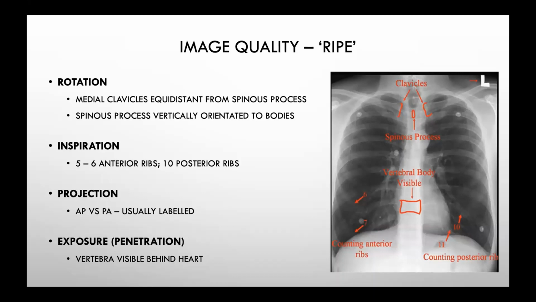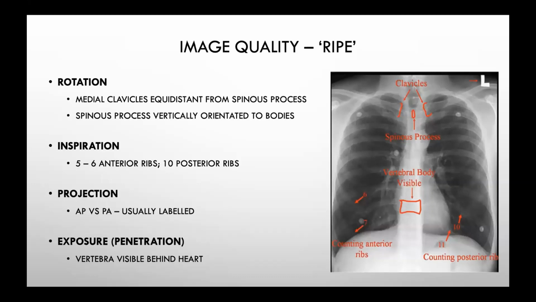To assess for adequate inspiration, you're looking for 5 to 6 anterior ribs and 10 posterior ribs. Projection, generally, I think we like to believe that most of our X-rays are PA. That's not really true. In the acute setting, it's quicker for radiographers to do AP films. Traditionally, we've always said that you can't assess the cardiothoracic ratio, so your heart size, on an AP film. In reality, when there's significant cardiomegaly, you can assess it on an AP film. The other way of looking is if you can't really see the scapula projected through, then it's probably a PA film. And then the exposure.